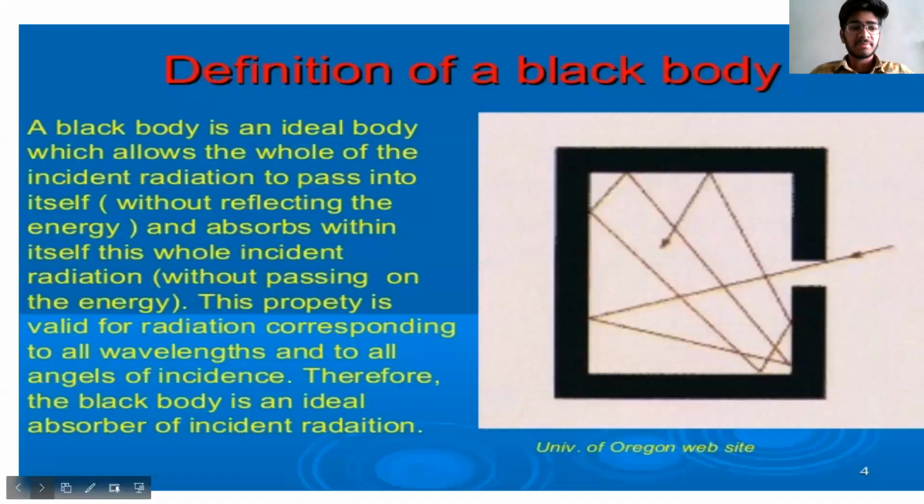Definition of black body. A black body is an ideal body which allows the whole of the incident radiation to pass into itself without reflecting the energy, and absorbs within itself this whole incident radiation without passing on any energy. This property is valid for radiation corresponding to all wavelengths and to all angles of incidence. Therefore, the black body is an ideal absorber of incident radiation.